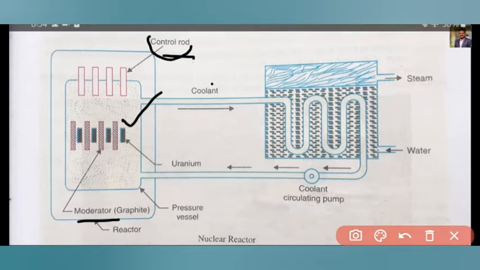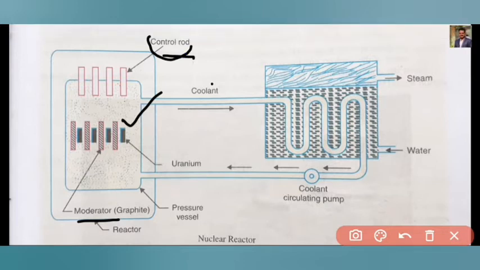What does the control rod do? As the name says, it controls the reaction. The control rod is mainly made of cadmium, which is inserted into the reactor. The cadmium control rod is a strong neutron absorber, so it will absorb the neutrons.